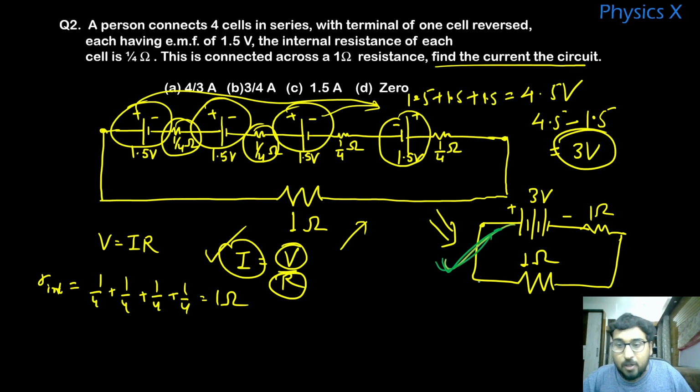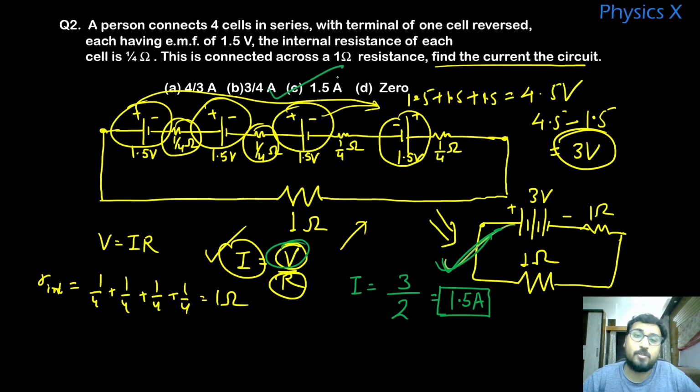Okay, so what will you do now? You will place the value of V. So I is equal to V, which is 3, and the resistance, again these 1 and 1 are in series. So this is 3 by 2, or you can say 1.5 amperes. So the answer is 1.5 amperes, right?